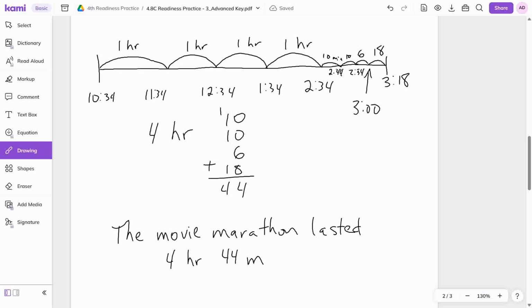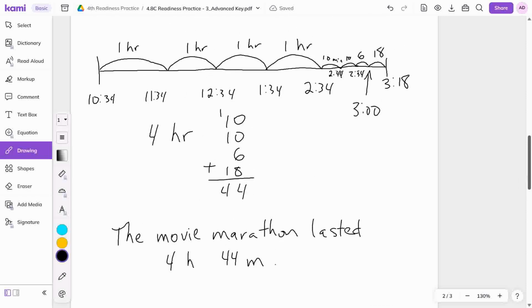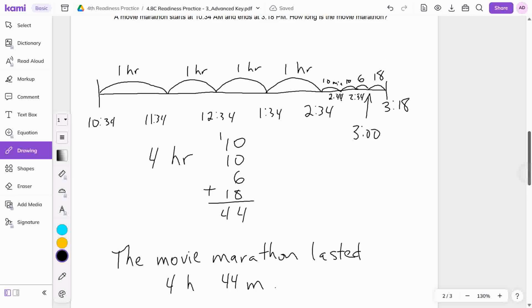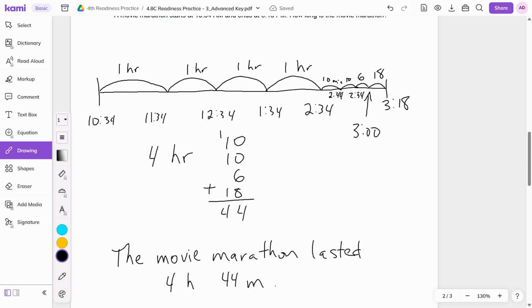Or you can say MIN. There's a few different ways, and if you want, you can abbreviate the H. You can use that for the hour as well. So 4 hours and 44 minutes gets us to that time of 3:18.